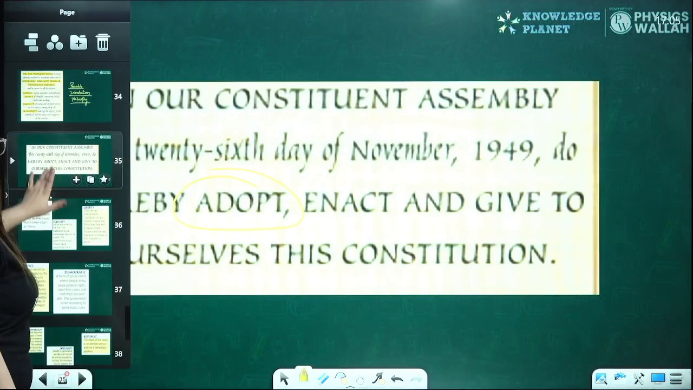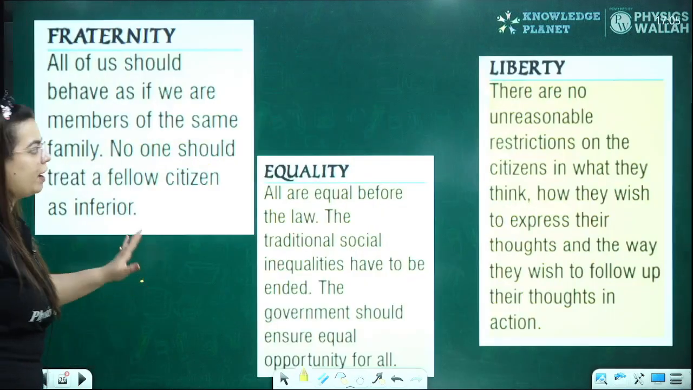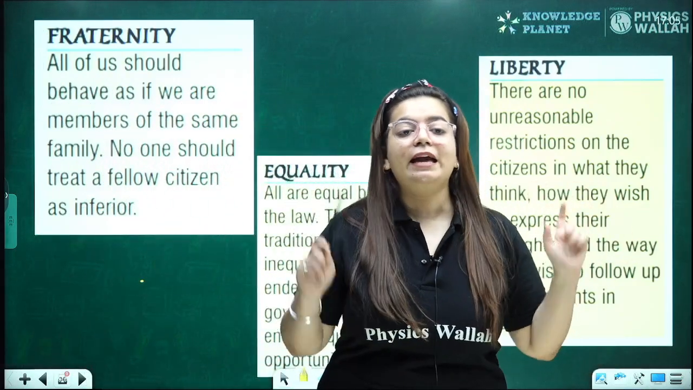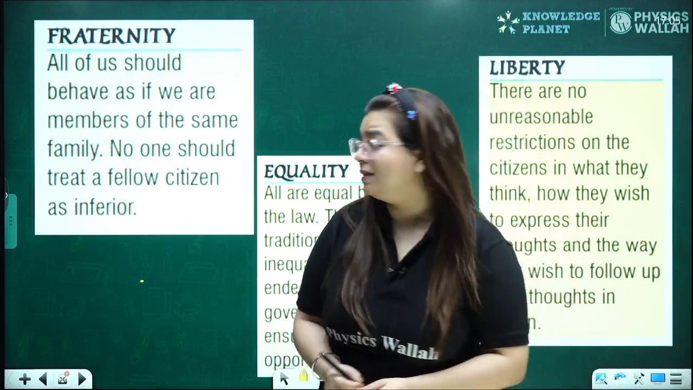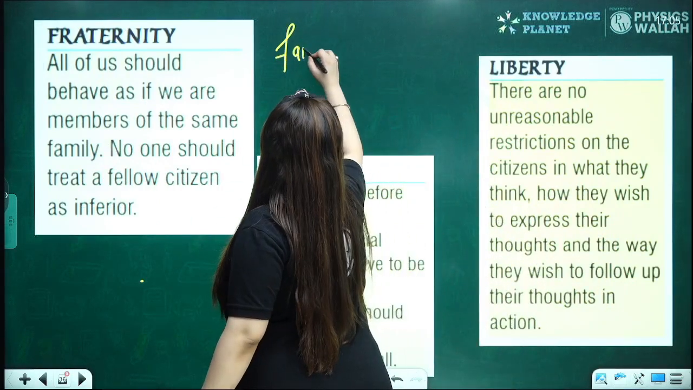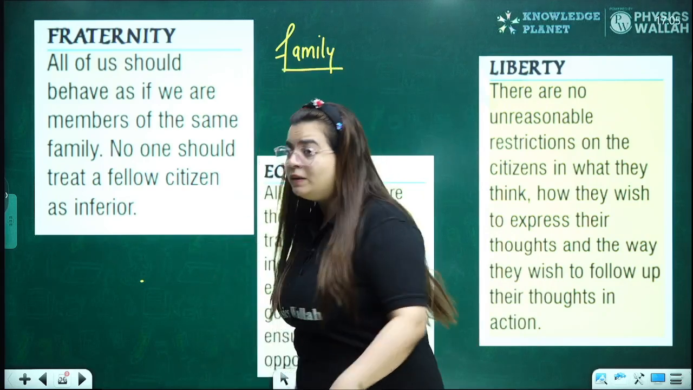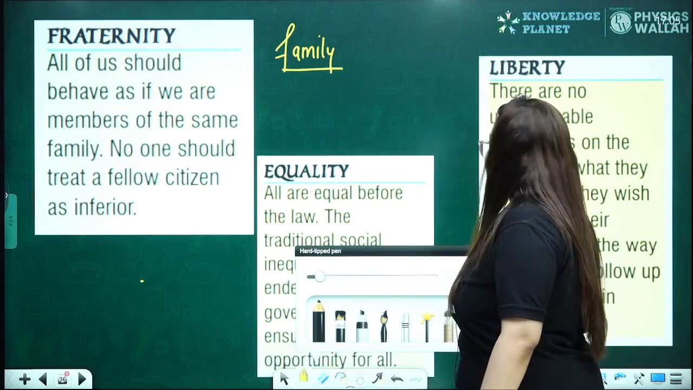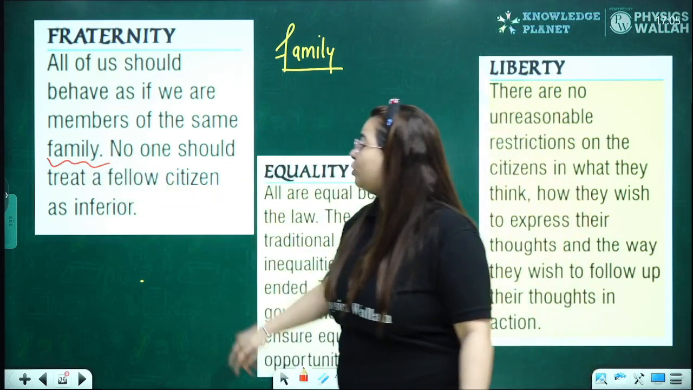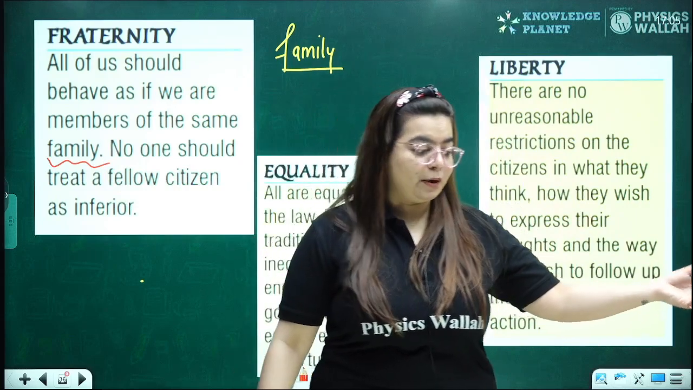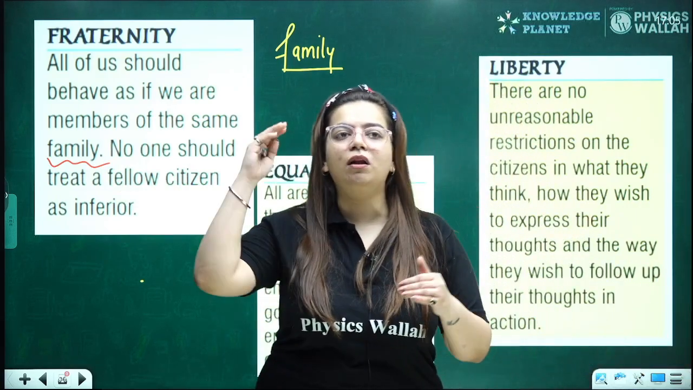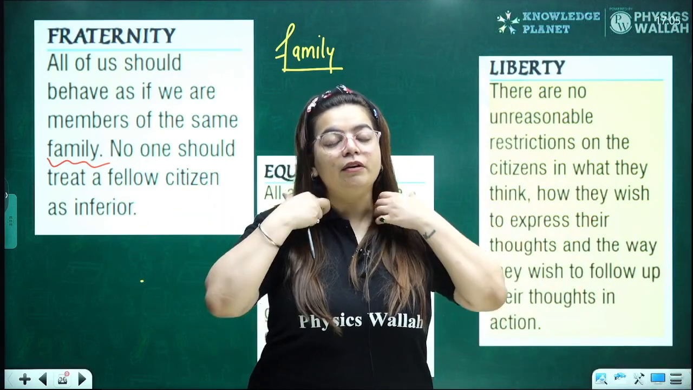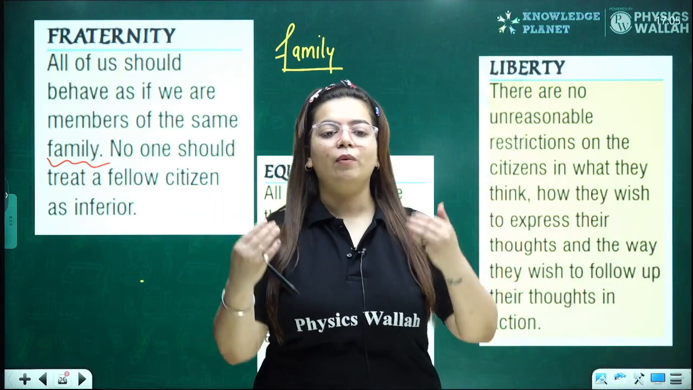Now the words which we read, we will understand word by word. Fraternity means that everyone lives like a family. Everyone in this particular country will live as members of the same family, which means that we will live in unity. So all of us should behave as members of the same family. No fellow citizen should be treated as inferior. No one is big or small, or someone we cannot touch. No, nothing is like that. Like we live in a family, India will be our family.